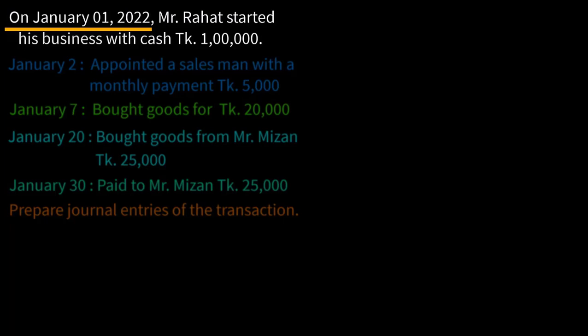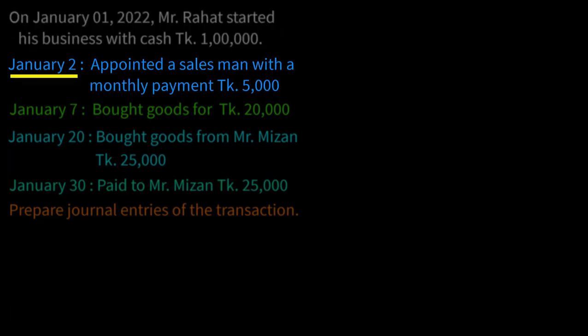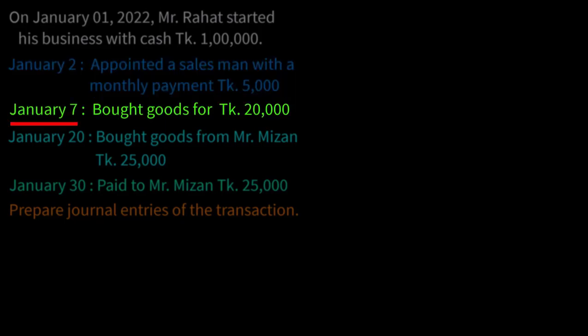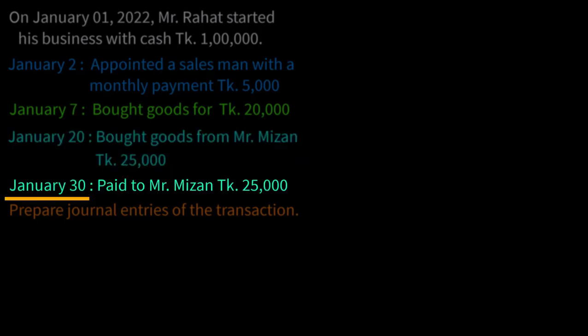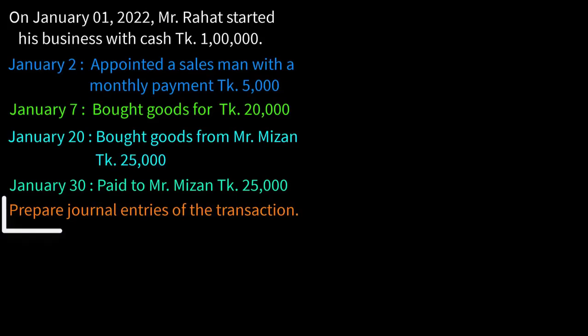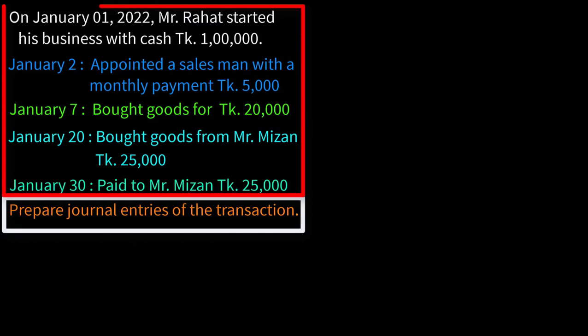On January 1, 2022, Mr. Rahat started his business with cash taka 1 lakh. January 2, appointed a salesman with a monthly payment taka 5,000. January 7, bought goods for taka 20,000. January 20, bought goods from Mr. Mizan taka 25,000, and January 30, paid to Mr. Mizan taka 25,000. We are asked to prepare journal entries of the transactions.